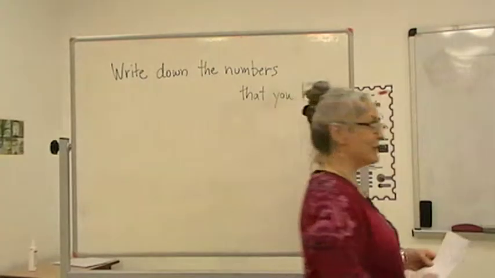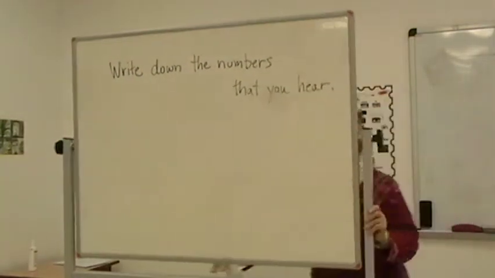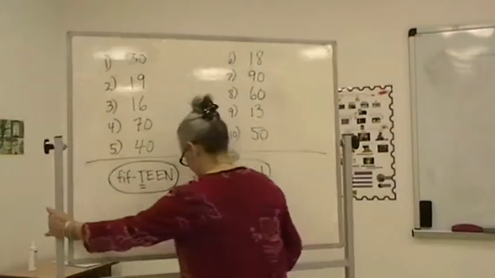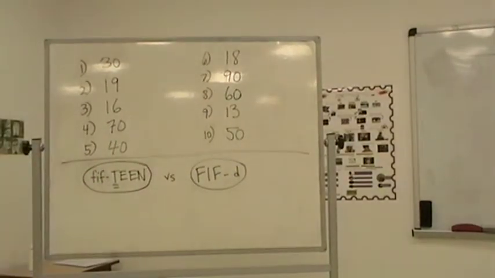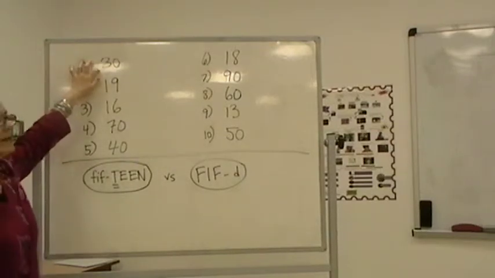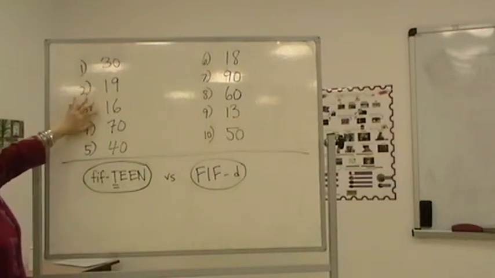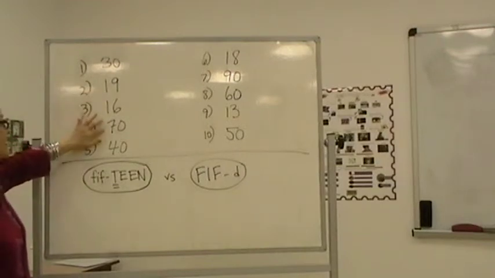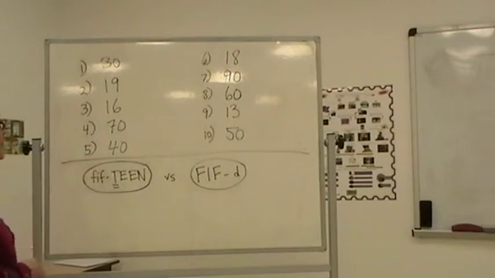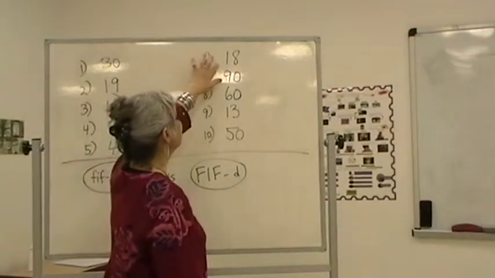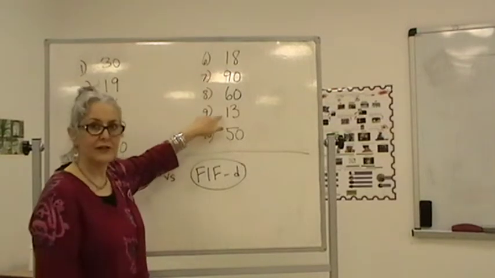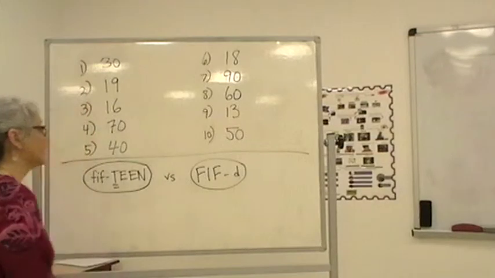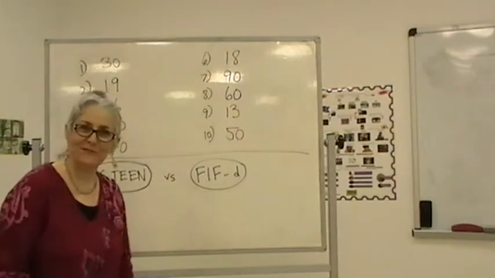I'm going to flip the board around and you can check your answers. Okay, here we go. Please check your answers. This was 30, 19, 16, 70, 40, 18, 90, 60, 13, and 50. How many did you get right?